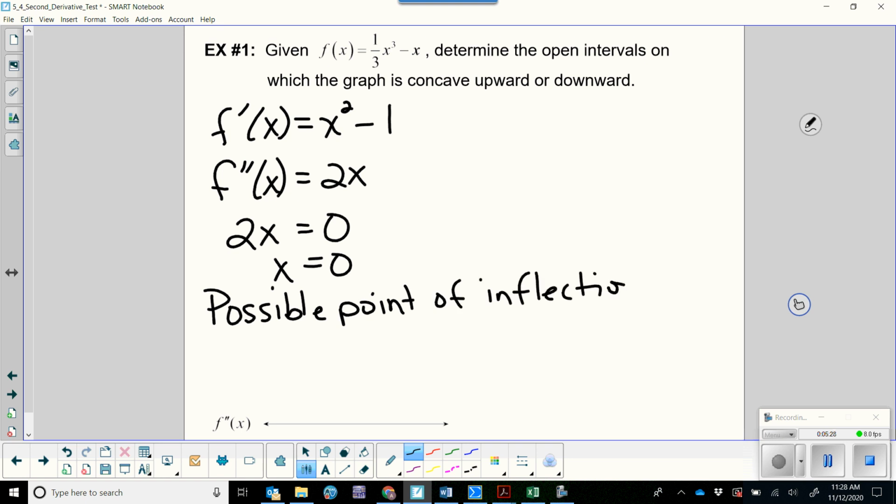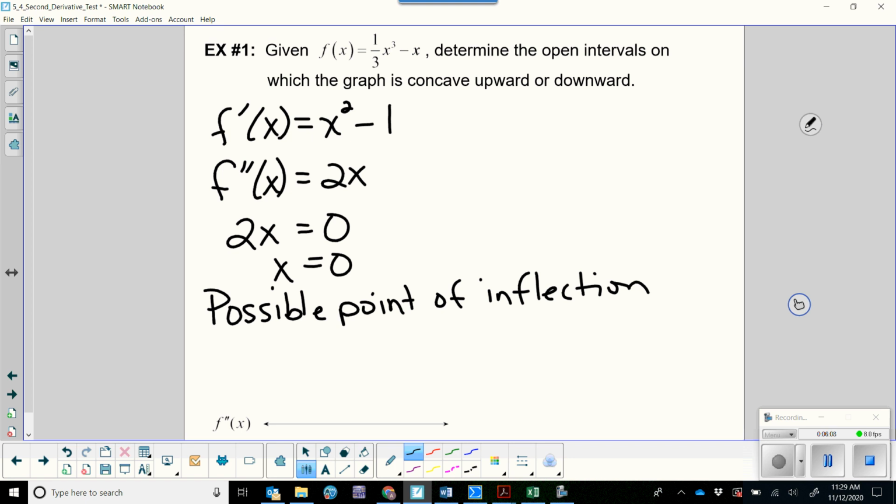Kind of like when you find a critical number, those are possible places that we have a relative max or min. The way we determine if they in fact are max and mins is we have to test to see if the function changes from increasing to decreasing or vice versa. Same thing's true with the second derivative test, the test for concavity. The place that the second derivative is 0 or undefined is a possible place that we have a point of inflection. So that's important to understand. This is a possible point of inflection, okay?